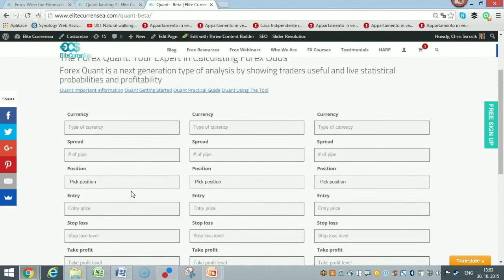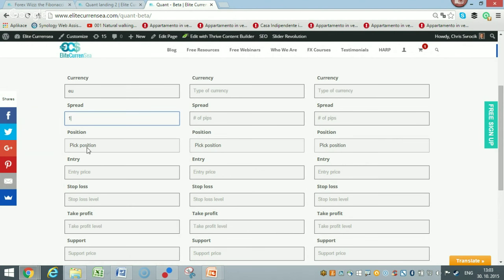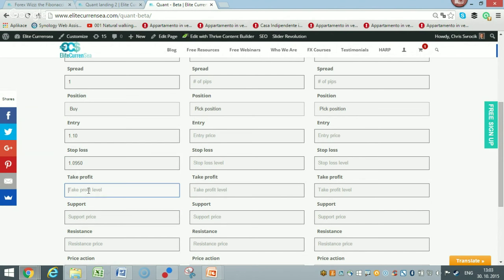And the cool thing about it is it's a real percentage. In trading, so many things are just guessing. I think this is going to be a good trade. The technical analysis shows me that this is a good setup. But still, you don't have a concrete, factual number. And Quant does that. You type in the currency, this is the euro dollar, you say what the spread is, whether it's a buy, and you write down the level of your entry, your stop loss, and take profit. Very simple.